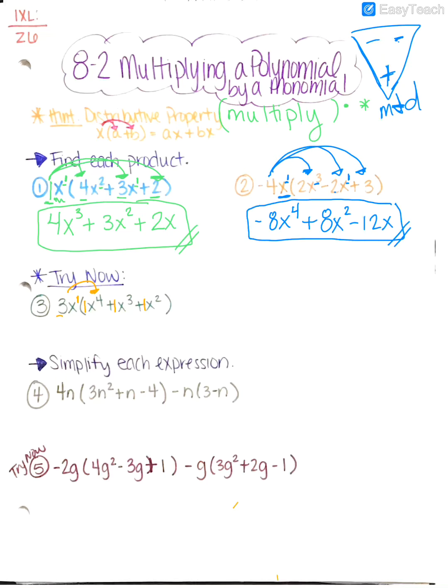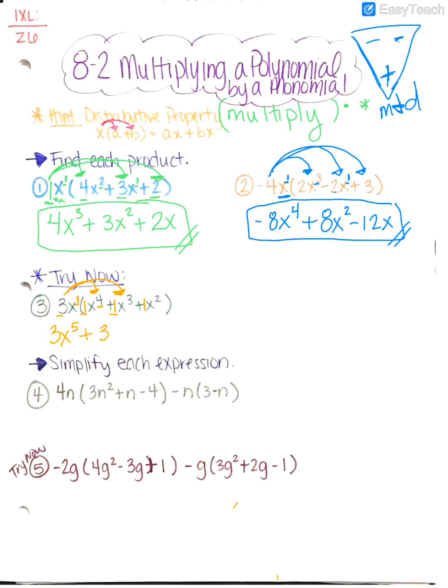Big numbers, multiply. 3 times 1 gives us 3. Keep our variable, and then just add your exponents. So 1 plus 4 gives us 5. Then make sure you distribute to everything inside those parentheses. Again, big numbers just multiply. So 1 times 3 again gives us 3.